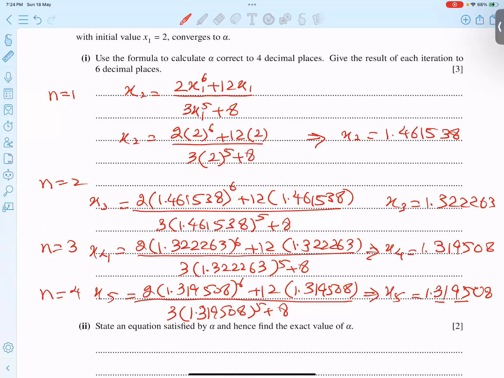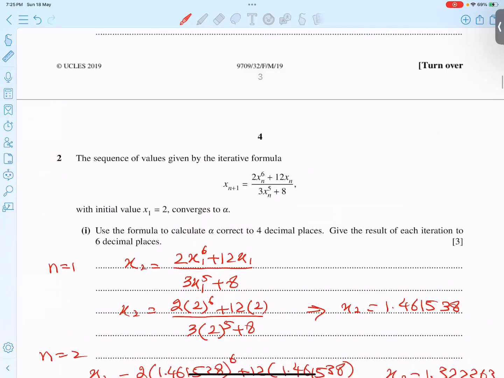And if we look carefully, it starts repeating. And our final answer, because 4 dp was asked, is 1.3195 as my final answer. Now he said to state an equation, hence find the exact value of alpha.